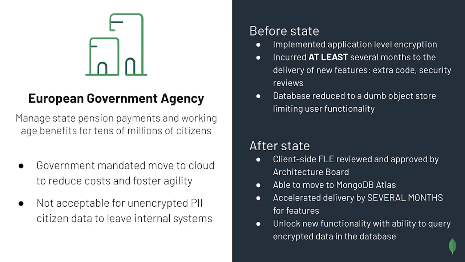So what they did was initially implement application level encryption, and that added several months to the delivery of each new feature, not just in terms of extra code, but also having to go through security reviews. These reviews were conducted every couple of months, and there was no way of accelerating those. So that really slowed things down. It reduced the database to a dumb object store.